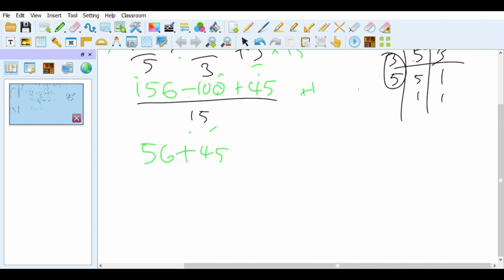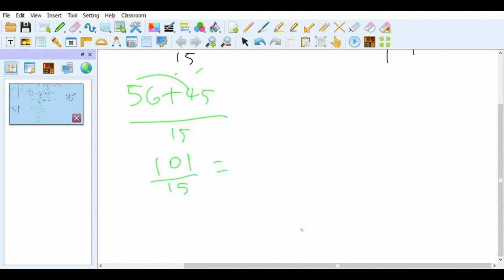56 plus 45 all over 15. So 56 plus 45: 6 plus 5 is 11, carry 1. 5 plus 4 is 9, plus 1 is 10. So we have 101 over 15. Since 101 is divided by 15, let's change it to a mixed fraction.